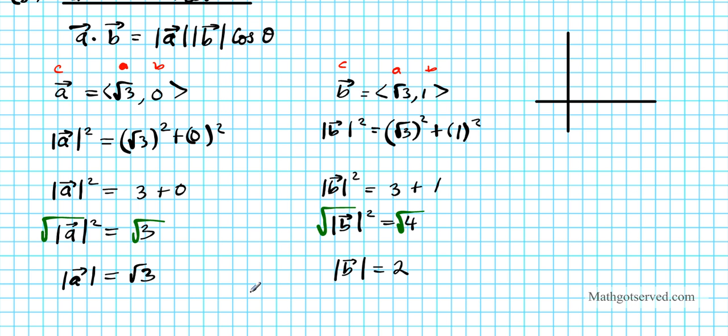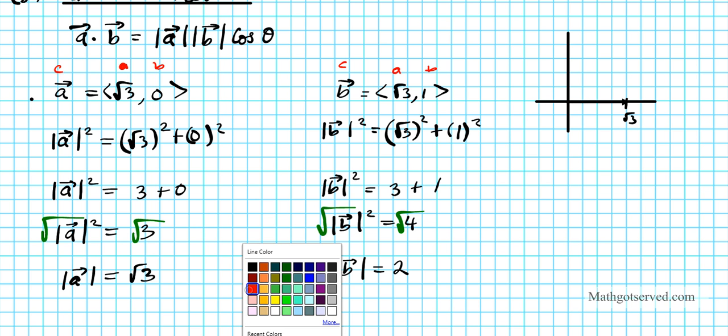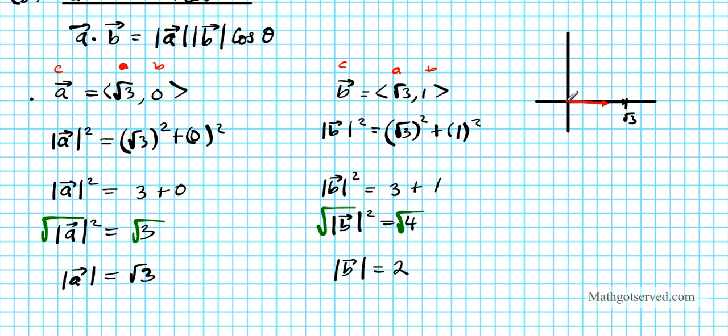So let's say vector A is root 3 comma 0. Let's just say 1, 2. This is not drawn to scale, so let's just say this is root 3 right here along the x. And so root 3 comma 0, the first vector, will be right here. Let's draw that in. Here goes the first vector, root 3 comma 0. Let's color it red. So this vector right here is vector A, the one in red.